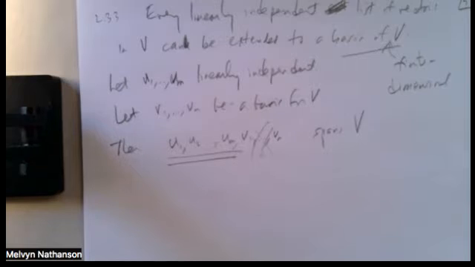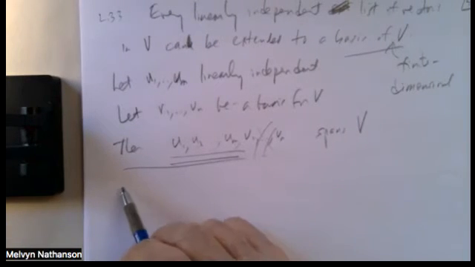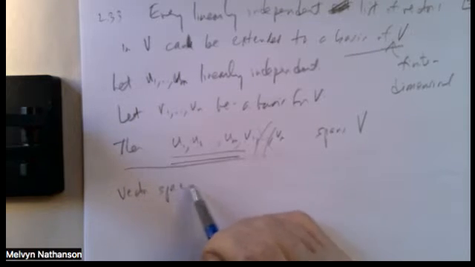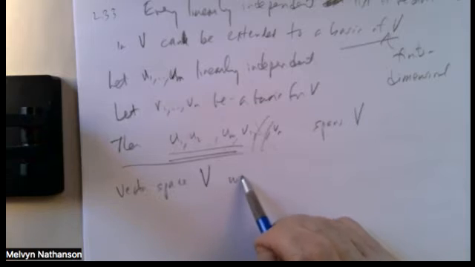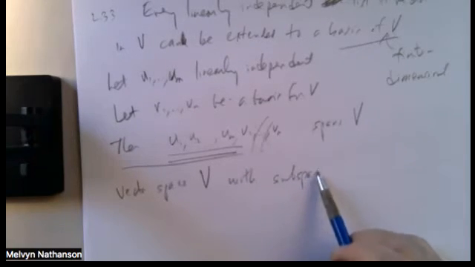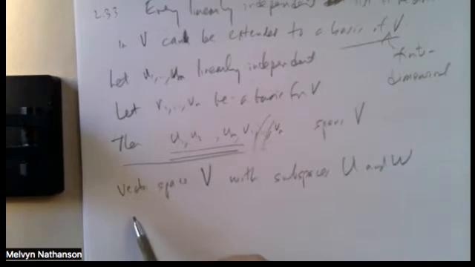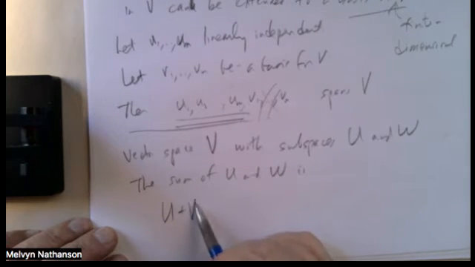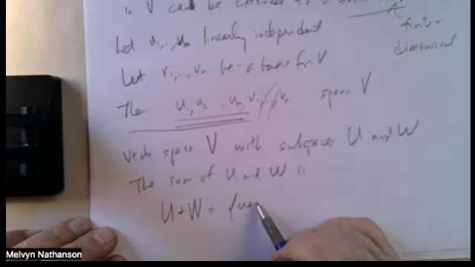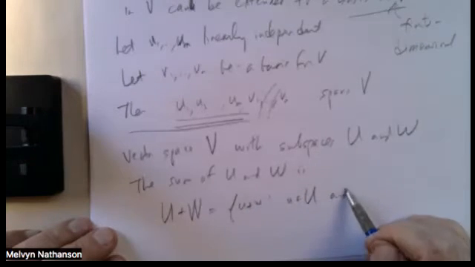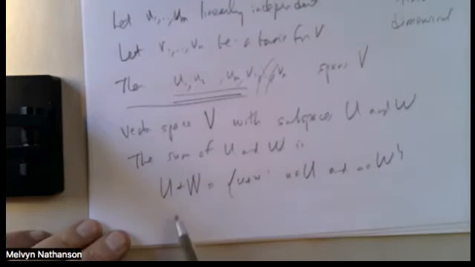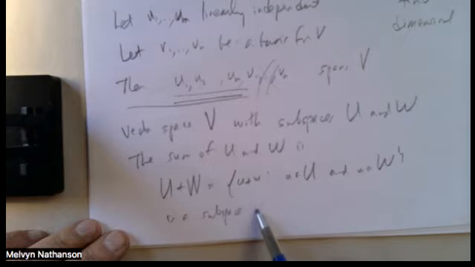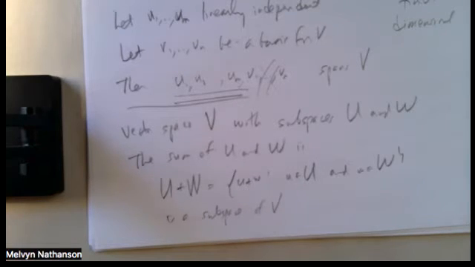We also talked about direct sums. So if you have a vector space V with subspaces U and W, the sum of subspaces U and W, you write it like this, U plus W. This is the set of all vectors that's a vector in U plus a vector in W. You look at all sums for all u in U and w in W. And then we check that this is a subspace of V. It contains 0, is closed under scalar multiplication, and is closed under vector addition.